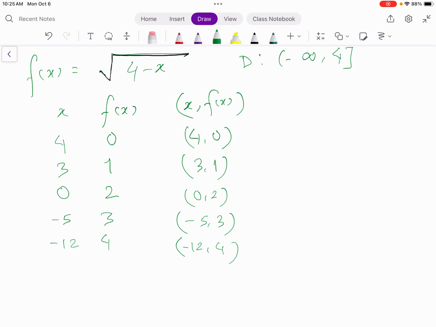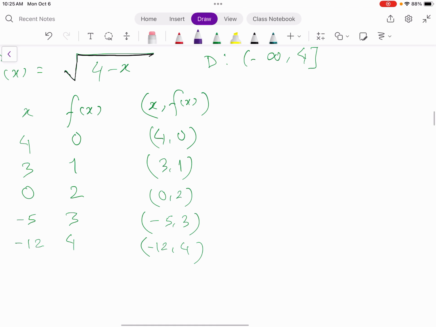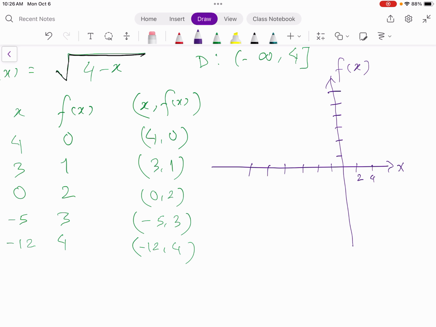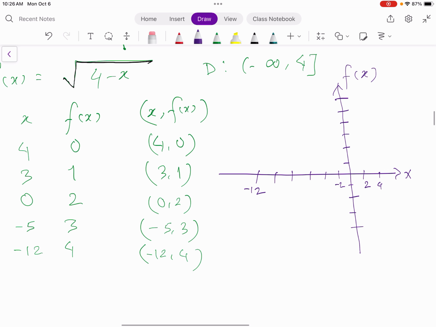Now, once we have this, let's go ahead and graph this. So to graph, we have a horizontal axis, we have a vertical axis here. Now what is our horizontal axis? It's x, and our vertical axis is f of x. That's the output. So 2, 4, 6, 8, 10, 12, and -2, -4, -6, -8, -10, -12. Now (4, 0). So (4, 0) is here.